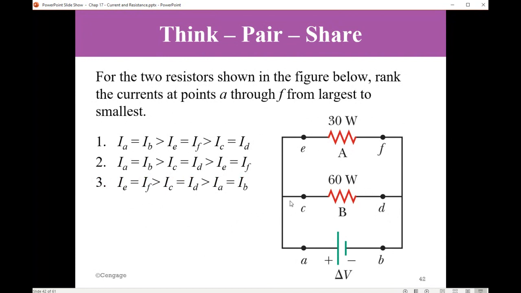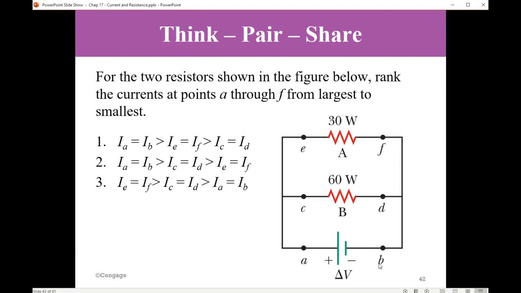In this case, we have two resistors connected in parallel to the same voltage source. Rank the currents at points A through F from largest to smallest. The current going through A and B is the same. The current going through C and D is the same. The current going through E and F is the same. So the current coming from the battery at this point here will split. Part will go through this line, the other part will go through this line.